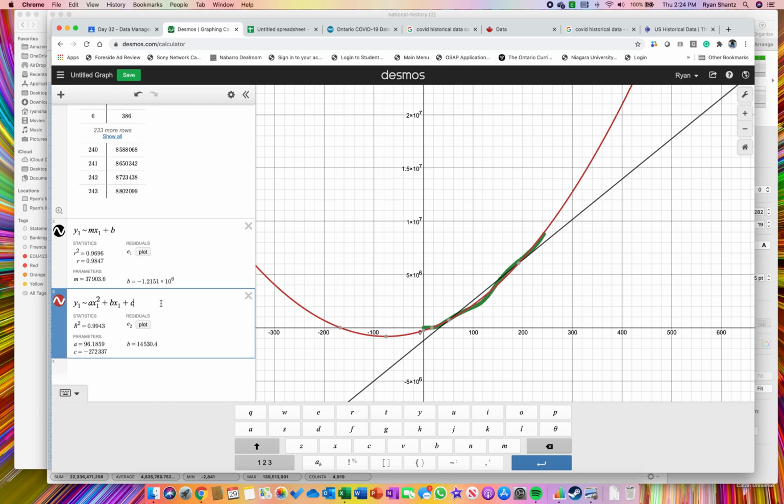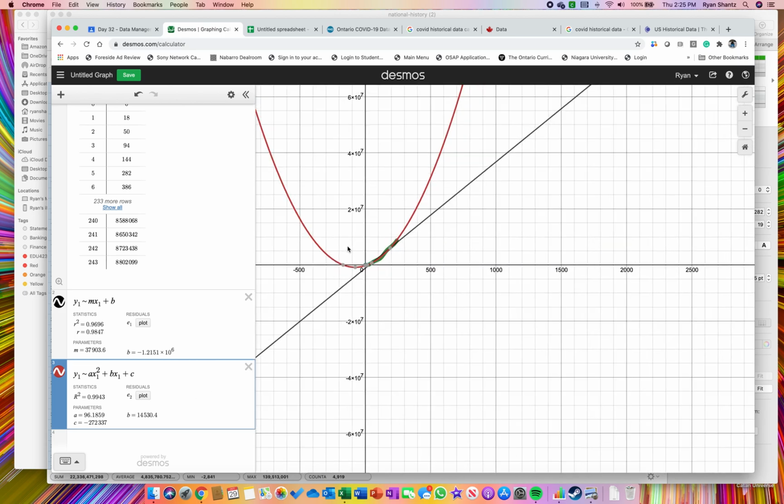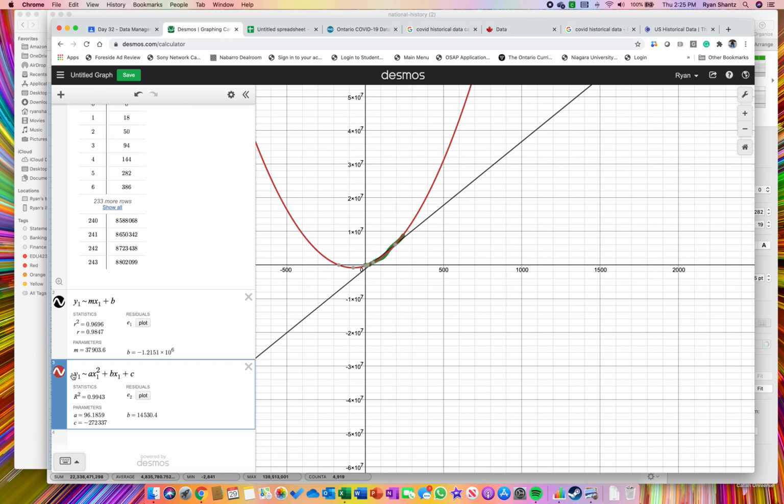But for Desmos's purposes, to approximate a parabola, or to create a quadratic regression, or in other words, to make this red line fit this green data the best, this red line is a parabola, and it's of the form ax squared plus bx plus c.